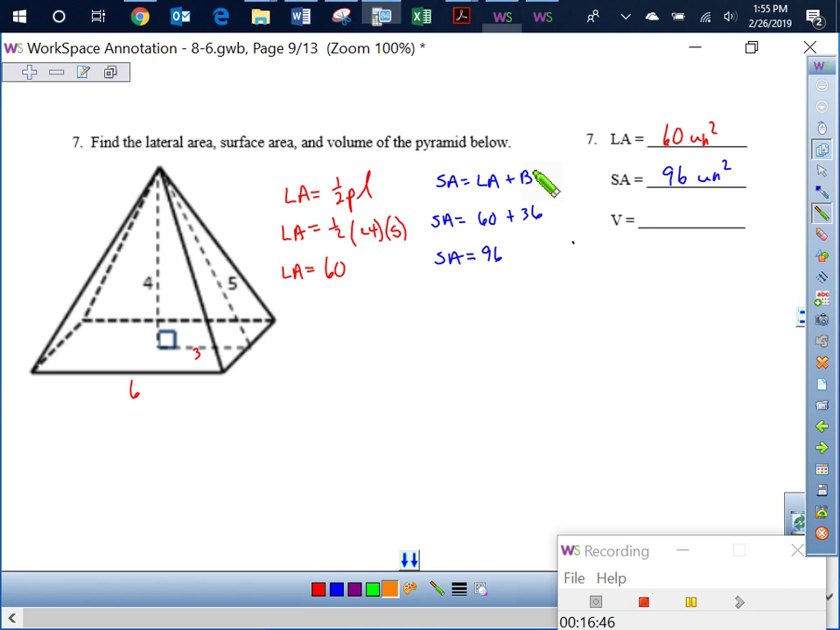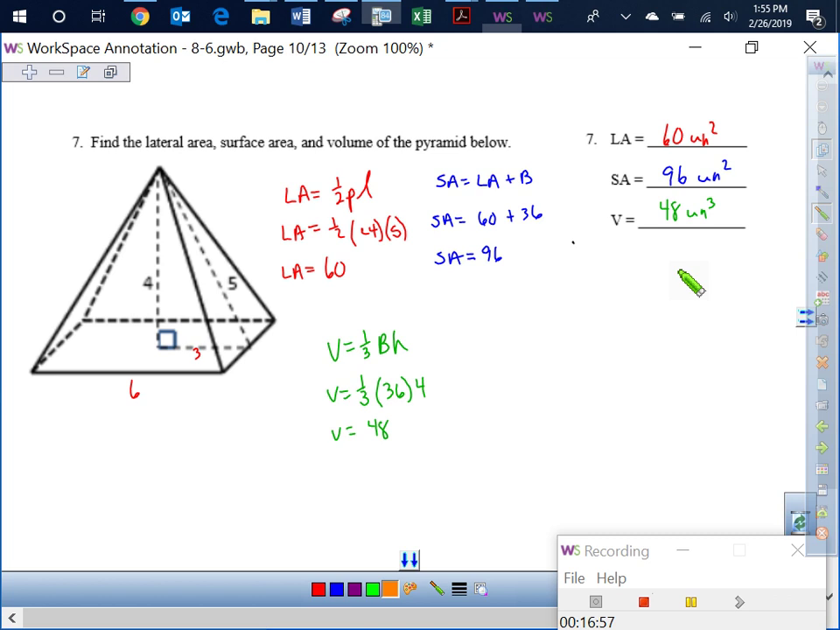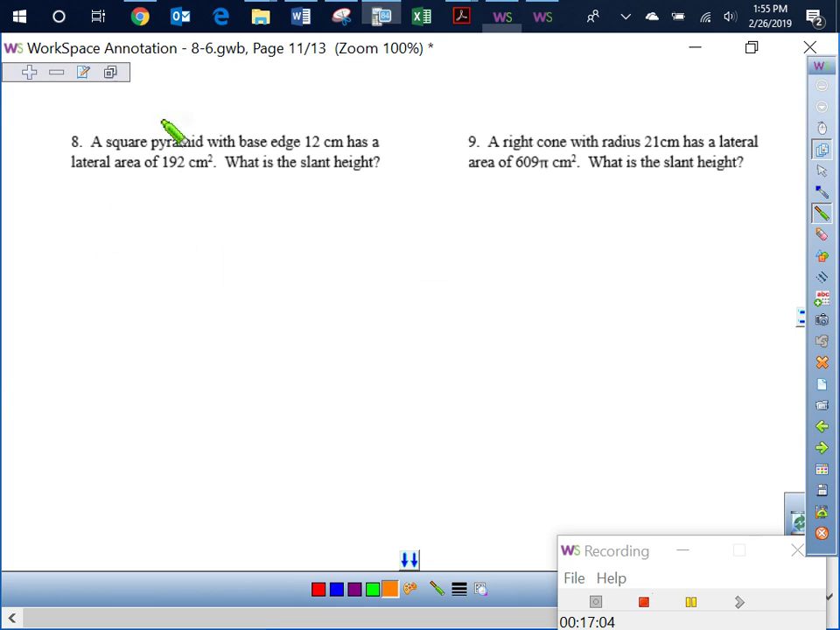And then the surface area, you just had to add base area to that, and the shape of the base was square again, so 36. And the volume, 1/3 base area times height, should have got a 48. So it's just about finding the missing ingredients and plugging them in the formula, man. So let's try this one. Let's see what they want us to do.